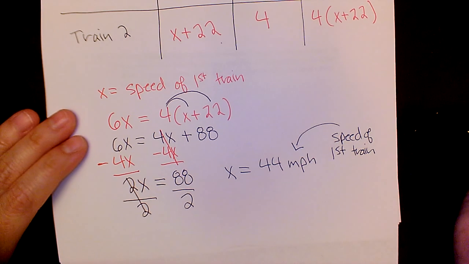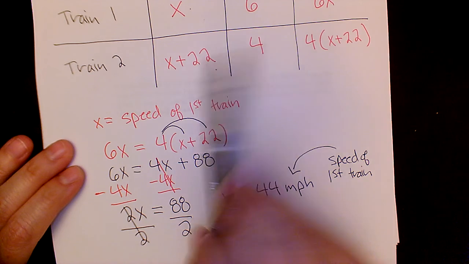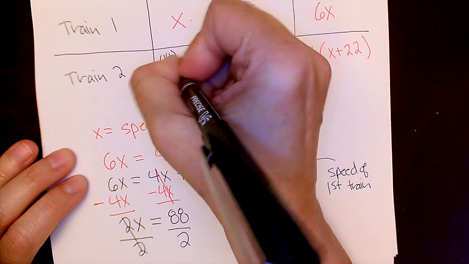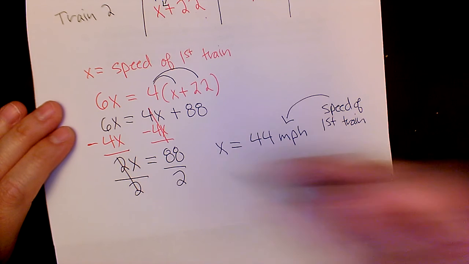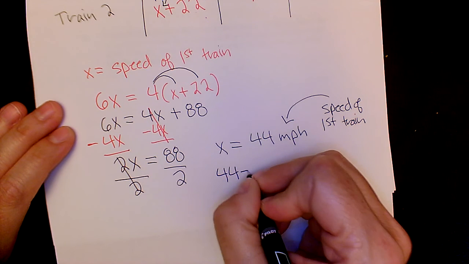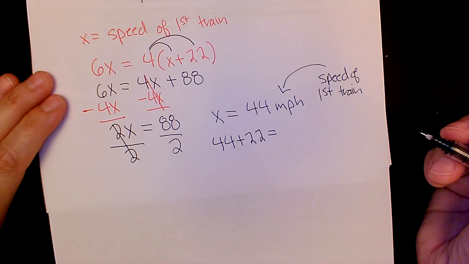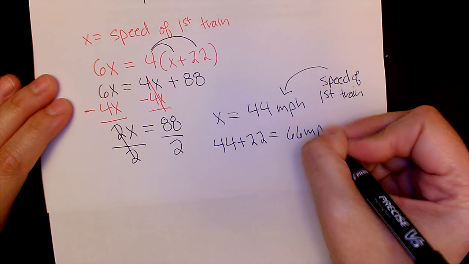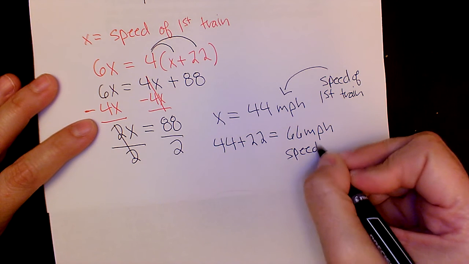What do I know about the second train? Well, we know it's going 22 miles per hour faster. So we just need to plug this 44 in for x in that piece. So 44 plus 22 is how much? That's 66 miles per hour. And so that's the speed of the second train.